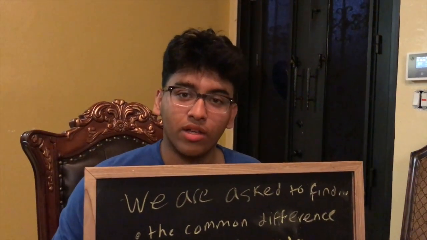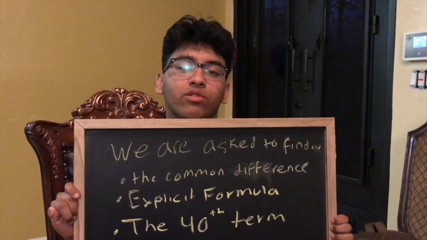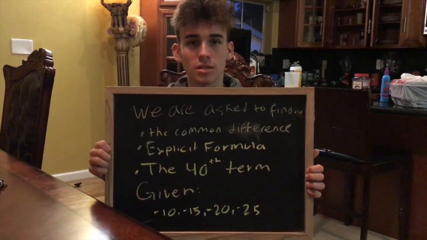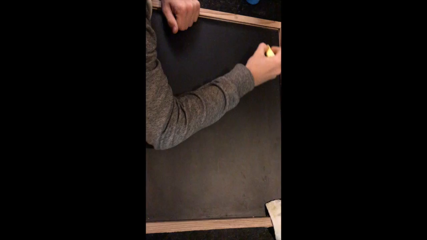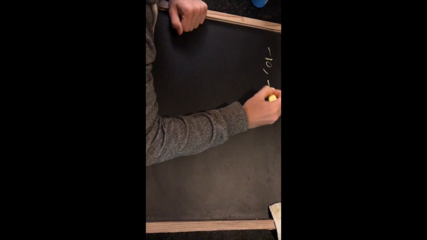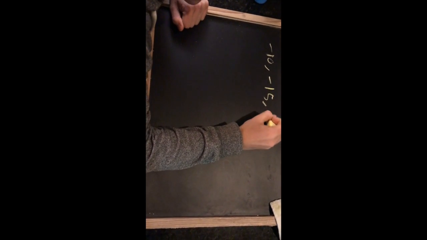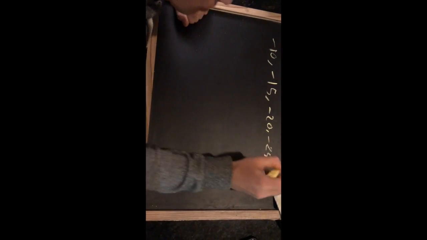We are asked to find the common difference, to find the explicit formula, to find the 40th term. Given these numbers in a sequence: -10, -15, -20, and -25. So what my partner is going to do for us right now is write down all the numbers that were first given to us in the sequence so he could determine the final common difference of the problem.